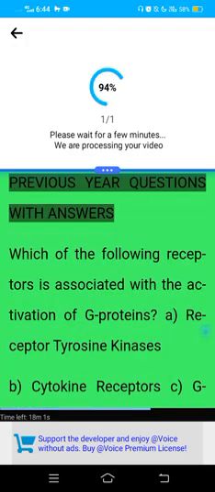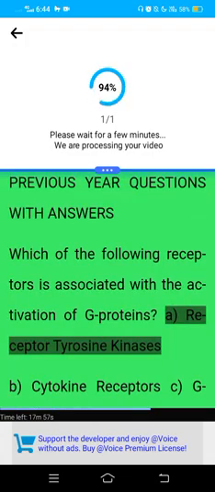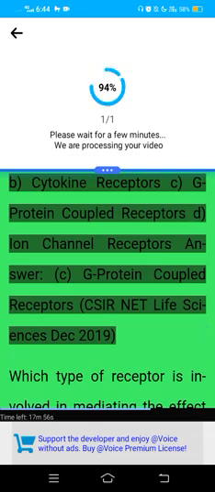Previous year questions with answers. Which of the following receptors is associated with the activation of G proteins? A. Receptor tyrosine kinases. B. Cytokine receptors. C. G protein coupled receptors. D. Ion channel receptors. Answer: C. G protein coupled receptors. CSIR NET Life Sciences December 2019.